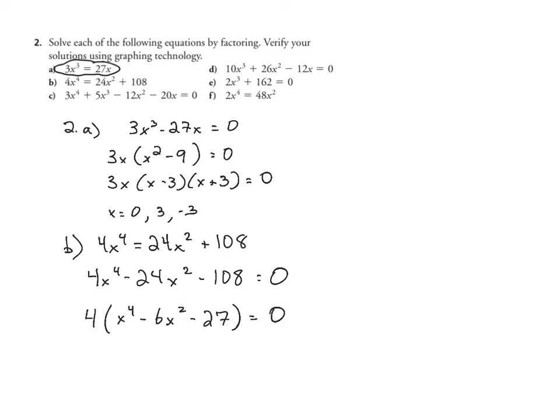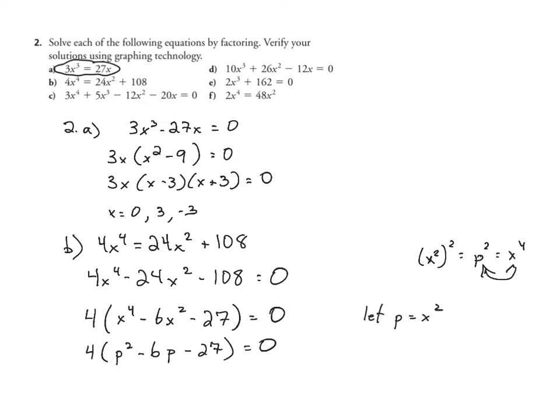Okay, I'm going to do this in a kind of a cool way. Let p equal x squared. Then this is actually 4 times p squared, because x squared is just equal to p squared, which is equal to x to the power of 4. So x to the 4 is p squared, minus 6 times p minus 27, that equals 0. Well, this is just a normal quadratic that we're used to seeing.